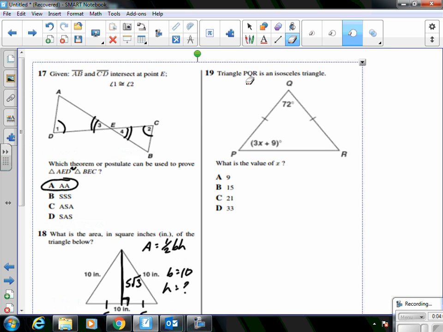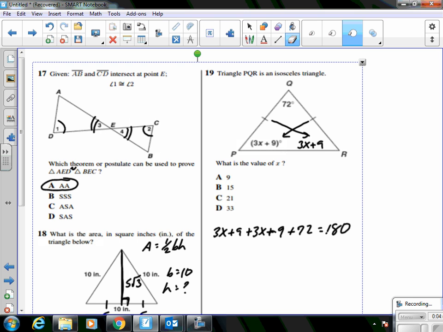And 19, triangle PQR is an isosceles triangle. So since it's an isosceles triangle, we got two congruent sides, and we should also know that if it's isosceles, then the angles opposite those congruent sides are going to be congruent also. So if angle P is 3x plus 9, then angle R is also 3x plus 9. So now we've got a value for all three angles, and we know all three angles should add up to 180, so we can do 3x plus 9 plus 3x plus 9 plus 72 is going to equal 180.